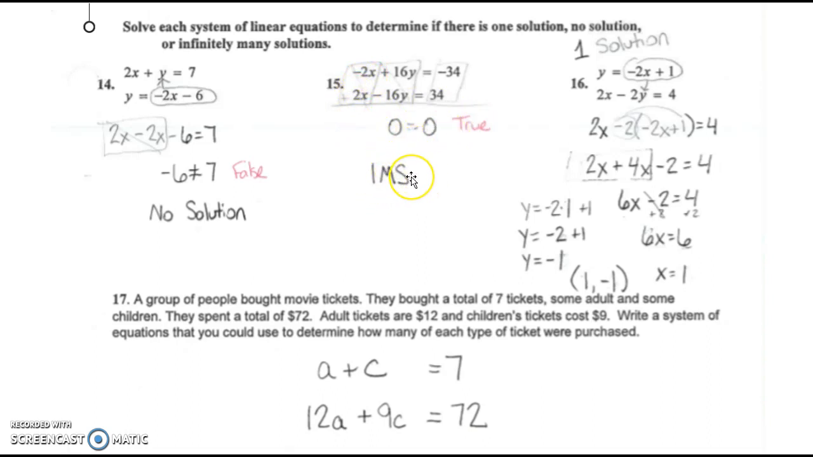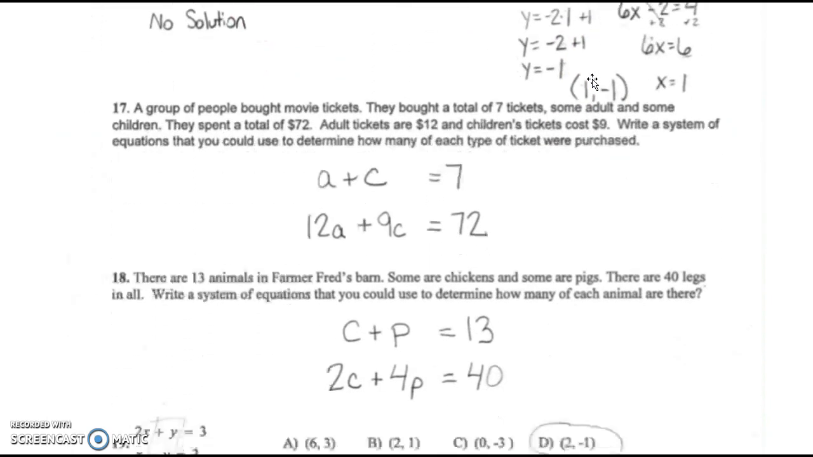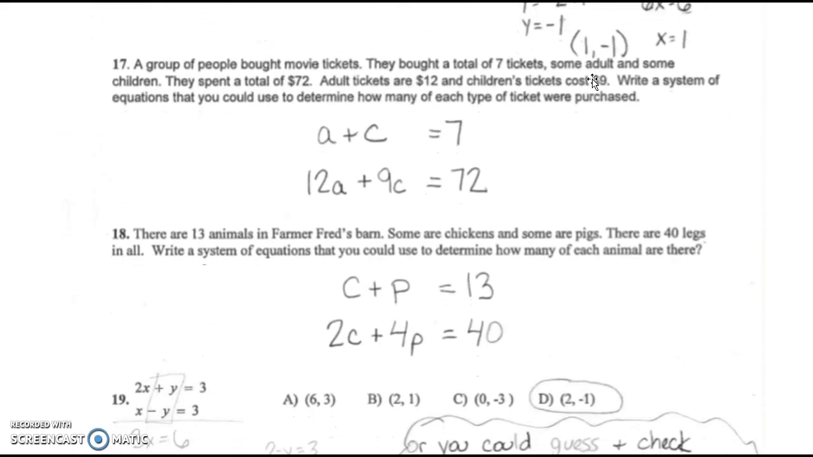So infinitely many. And then this one, since it does say solve, we do go ahead and get the solution on this one. So I substituted in, found the x, plugged it back in for y. Definitely getting 1 comma -1 is one solution. As usual, on 17 and 18, we are just writing the equations.